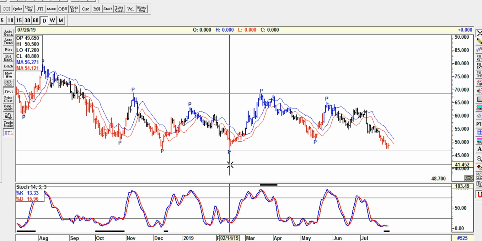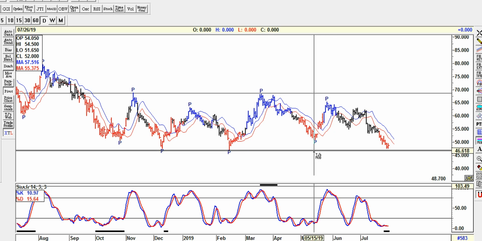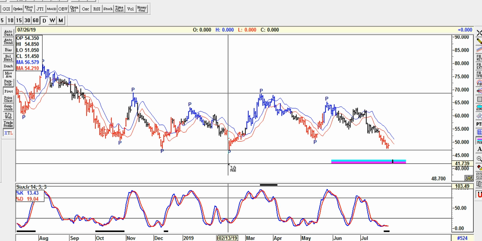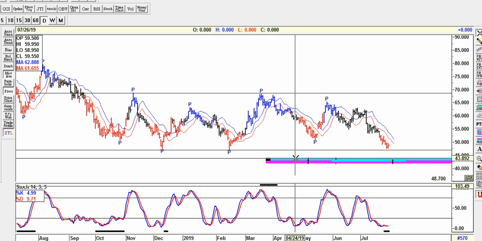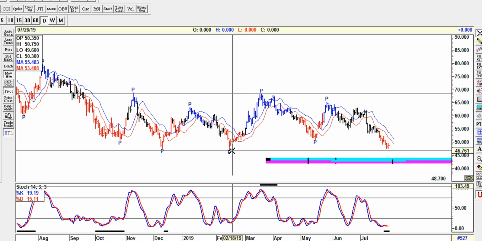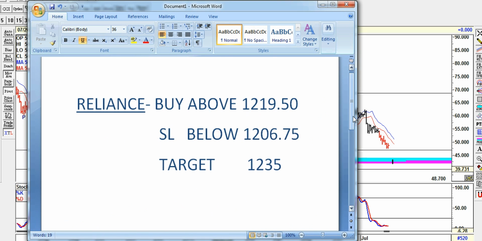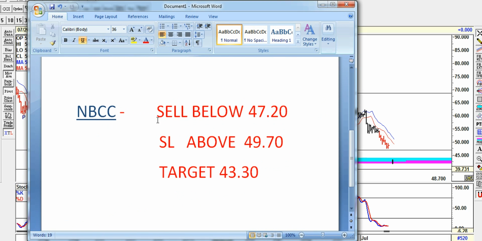See, if we apply this proprietary calculation on past two pivots, we get a common zone here, and this zone will act as our first target provided this pivot is taken out. I have tried to assemble a few levels for NBCC as well in your coming trading session. See, in NBCC we should initiate a sell trade below 47.20. The stop loss for which will be around 49.70, and the first target will be 43.30.